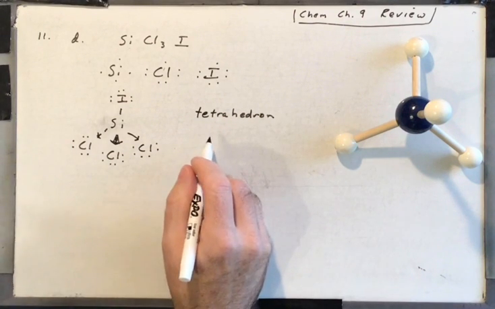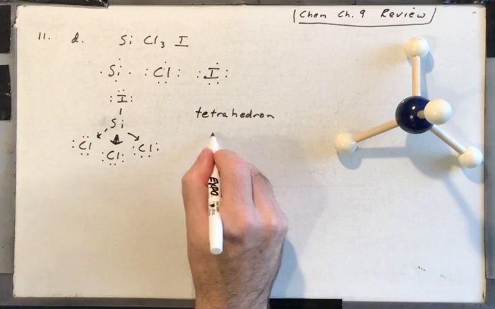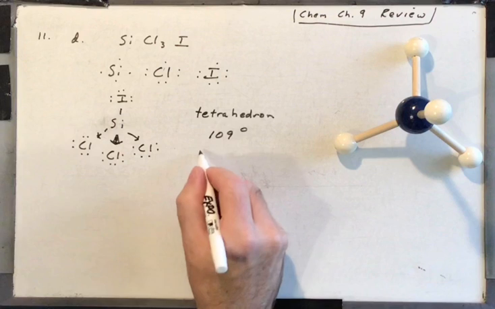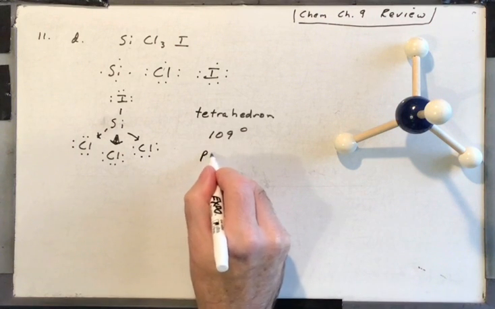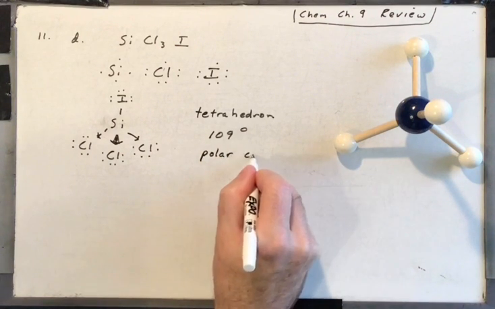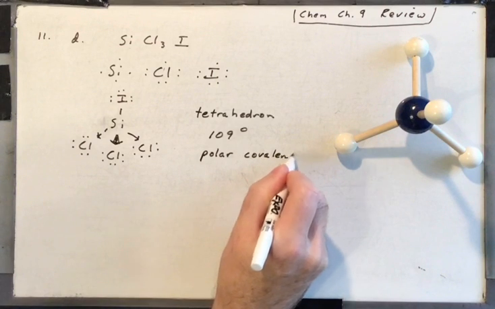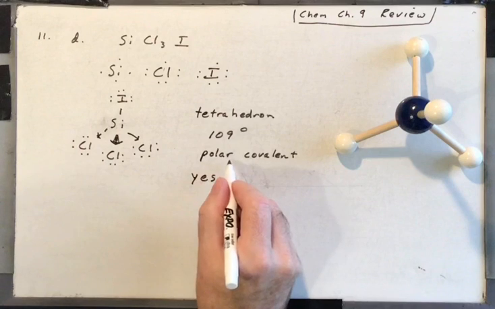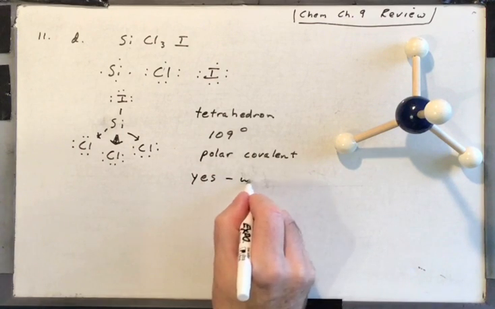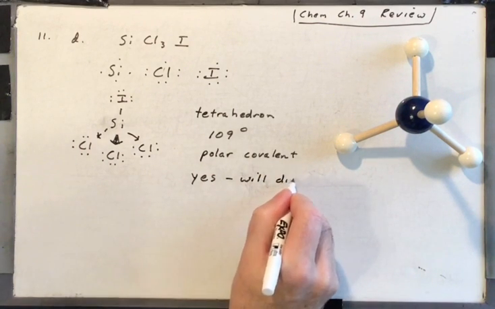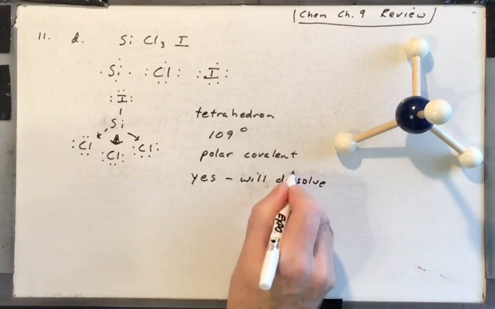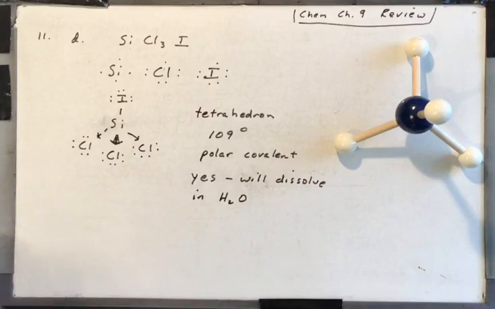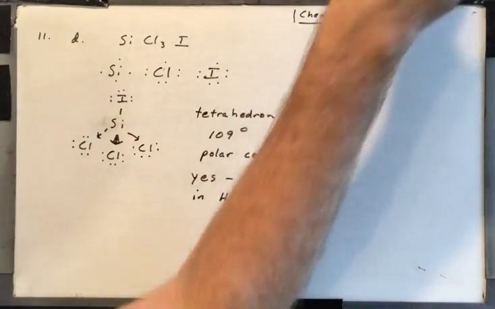What's the bond angle? Can you remember? 109. All right. Is it polar or purely covalent? We just said it's polar. So will it dissolve in water? Yes. Like dissolves like. Polar dissolves polar. It will dissolve. All right. That's our 4th shape.